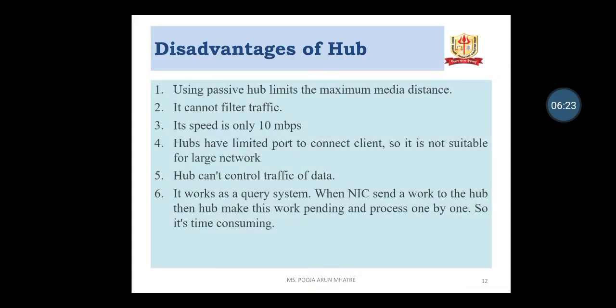The disadvantages of hubs are that using a passive hub limits the maximum media distance. It cannot filter traffic. The speed is 10 Mbps only. Hubs have limited ports to connect clients, so they are not suitable for a large network. Hubs can't control the traffic of the data. It works as a queue system. When a NIC sends a request to the hub, the hub keeps this request pending and processes them one by one. So hubs are time consuming.